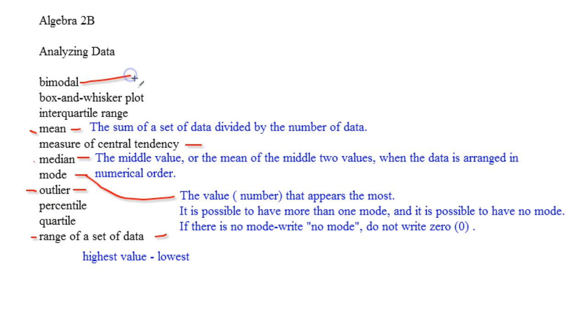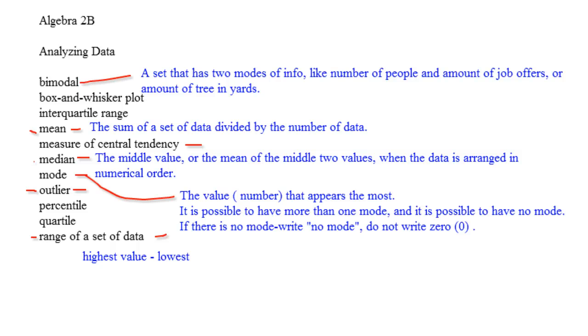But bimodals are one of the most misunderstood ones, so I'm going to go ahead and define that for you now. A bimodal is a set of data that has two modes of info, like number of people and amount of job offers, or amount of trees and yards. The amount of trees would be one part of the bimodal, the number of yards would be the other part. This is usually used in a frequency plot. If you're looking at a frequency plot, you're probably using bimodal information, and bimodal is the only way to go sometimes.